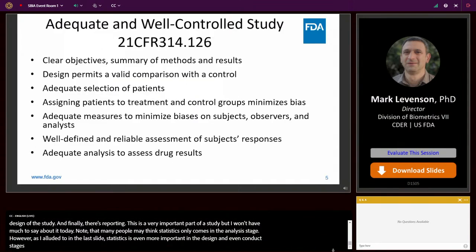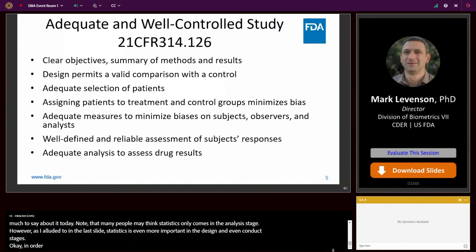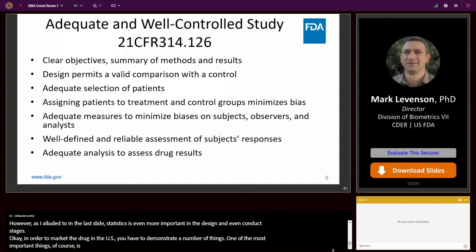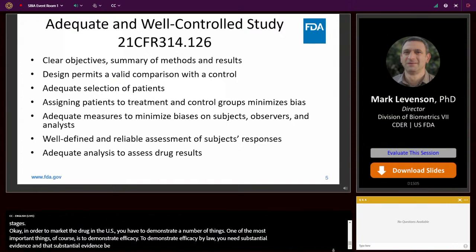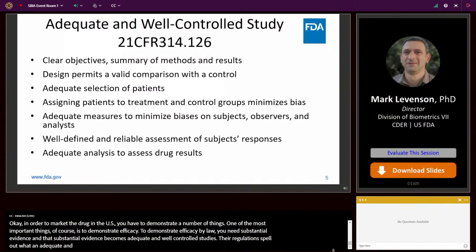Okay, in order to market a drug in the US, you have to demonstrate a number of things. One of the most important things, of course, is to demonstrate efficacy. To demonstrate efficacy by law, you need substantial evidence, and that substantial evidence comes from adequate and well-controlled studies. There are regulations that spell out what an adequate and well-controlled study is. There are 7 elements which I briefly state here.